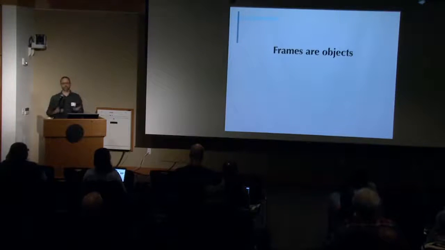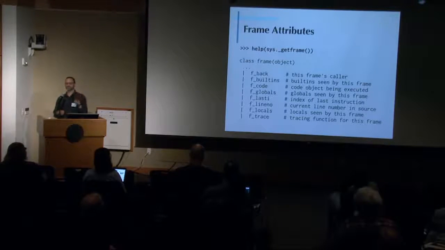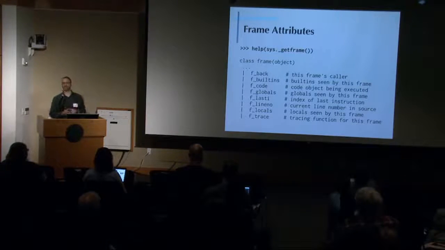So frames are objects in Python, which means that we can take a look and see what's inside them. There's a function called _getframe in the sys module, and that will give you the frame object for the currently executing frame. And if we run help on that, we can see all the different attributes that are stored on a frame object. We can see that we have a reference to the parent frame, or the function that called this function. We can see the globals and locals defined. We can see the code object for the code that's being run inside the frame.